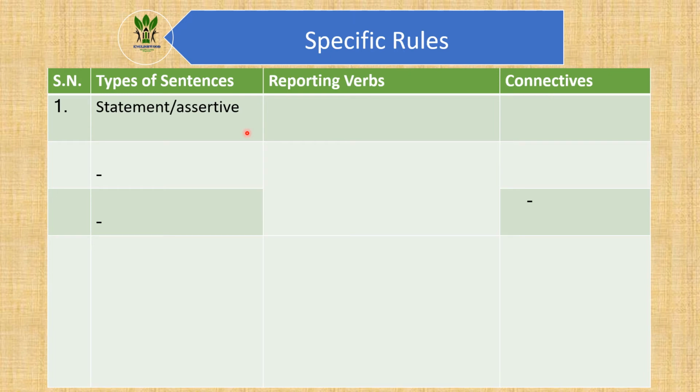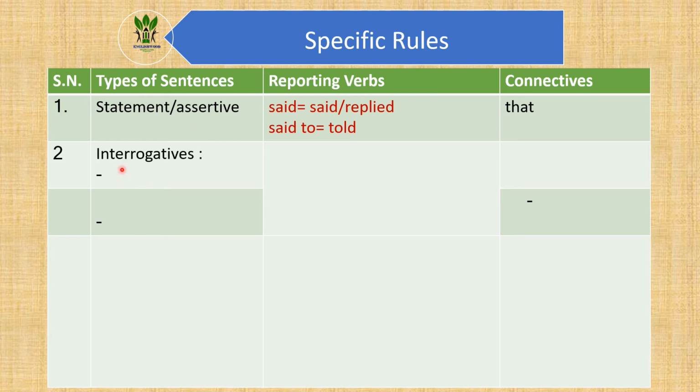For example, the first type of sentence is statement or assertive. Assertive sentences use said in the direct speech, and when you are reporting, you have to use said or replied. When there is said to, you have to change it into told, and you have to use that as the connective. That is very important. We'll learn it in the next episode.